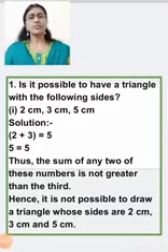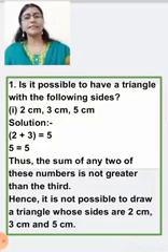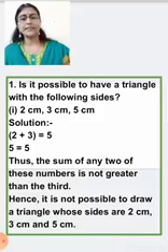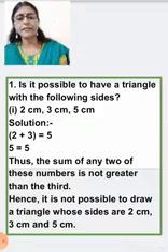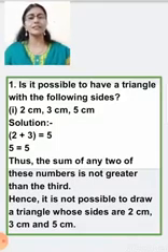Now let us do some examples based on this theorem. Is it possible to have a triangle with the following sides? The sides are given as 2 cm, 3 cm and 5 cm. So let us add each pair of sides. The first combination is 2 plus 3. When we add 2 plus 3, we get 5, which is equal to the third side.